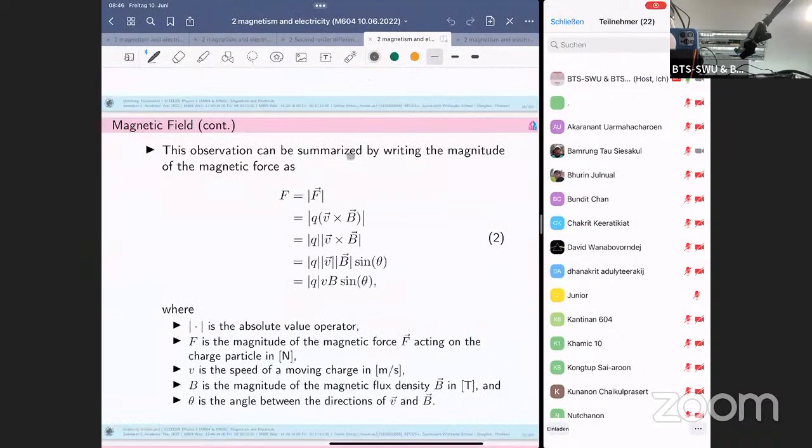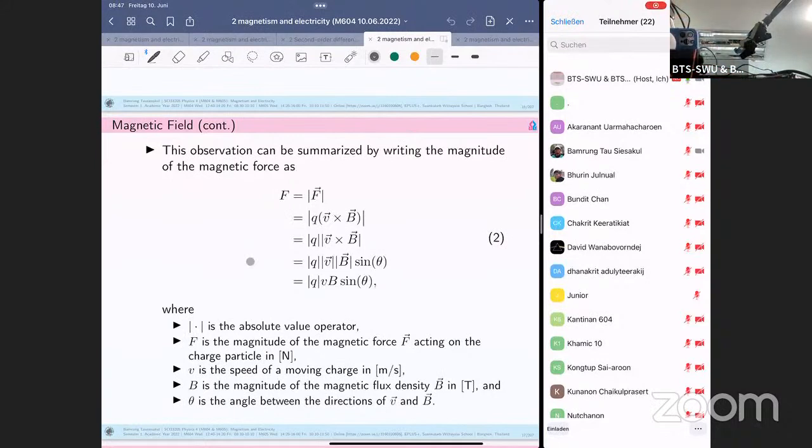Now we will talk about the magnitude. Magnitude, of course, is the absolute value, right? We need this operator, which is the magnitude operator. Let me mention it to you again.